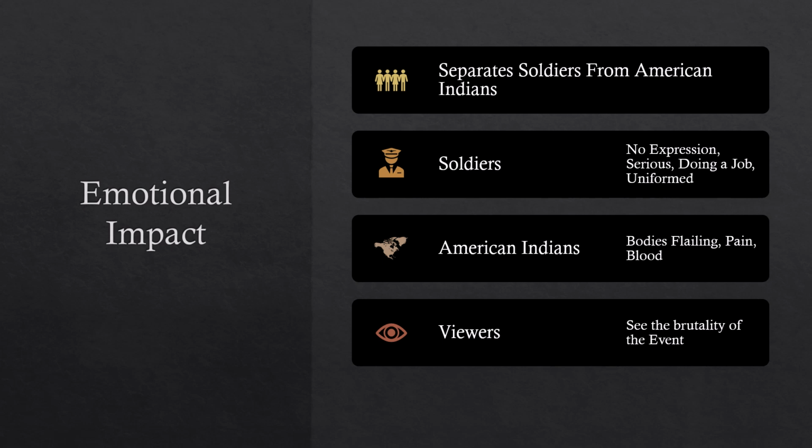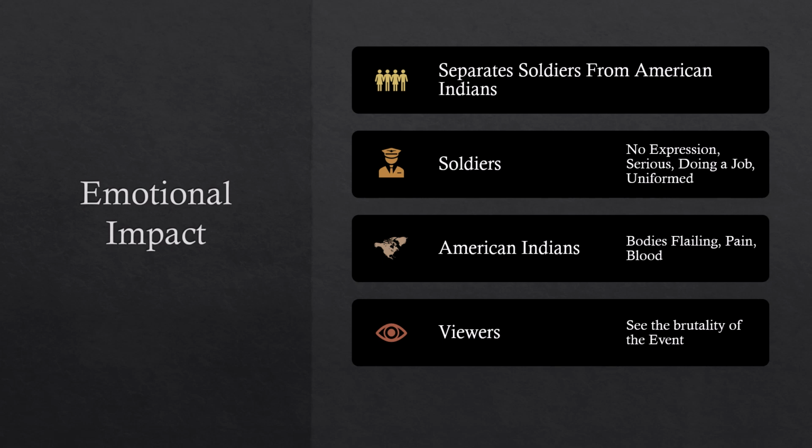Emotional impact. The painting does a very good job of separating the two sides from each other. The soldiers very clearly have the upper ground and are the only ones who have weapons. They are also wearing all the same uniforms and have very serious looks or no expressions on their faces. It's like killing all these people was just a job to them.